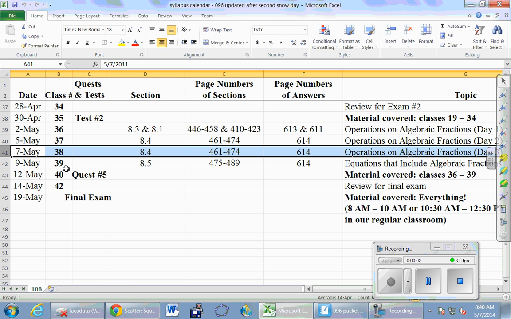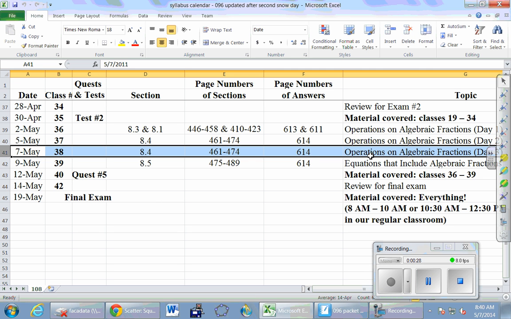Okay, here we go. So getting real near the end. Today we are on day 3 of algebraic fractions. Next class we're going to continue our work with algebraic fractions, but we're going to be solving equations. Notice that we haven't done any equation solving for a while. All this work we've been doing has been taking fractions and simplifying them or adding them or multiplying them, but we're not solving anything until next class.